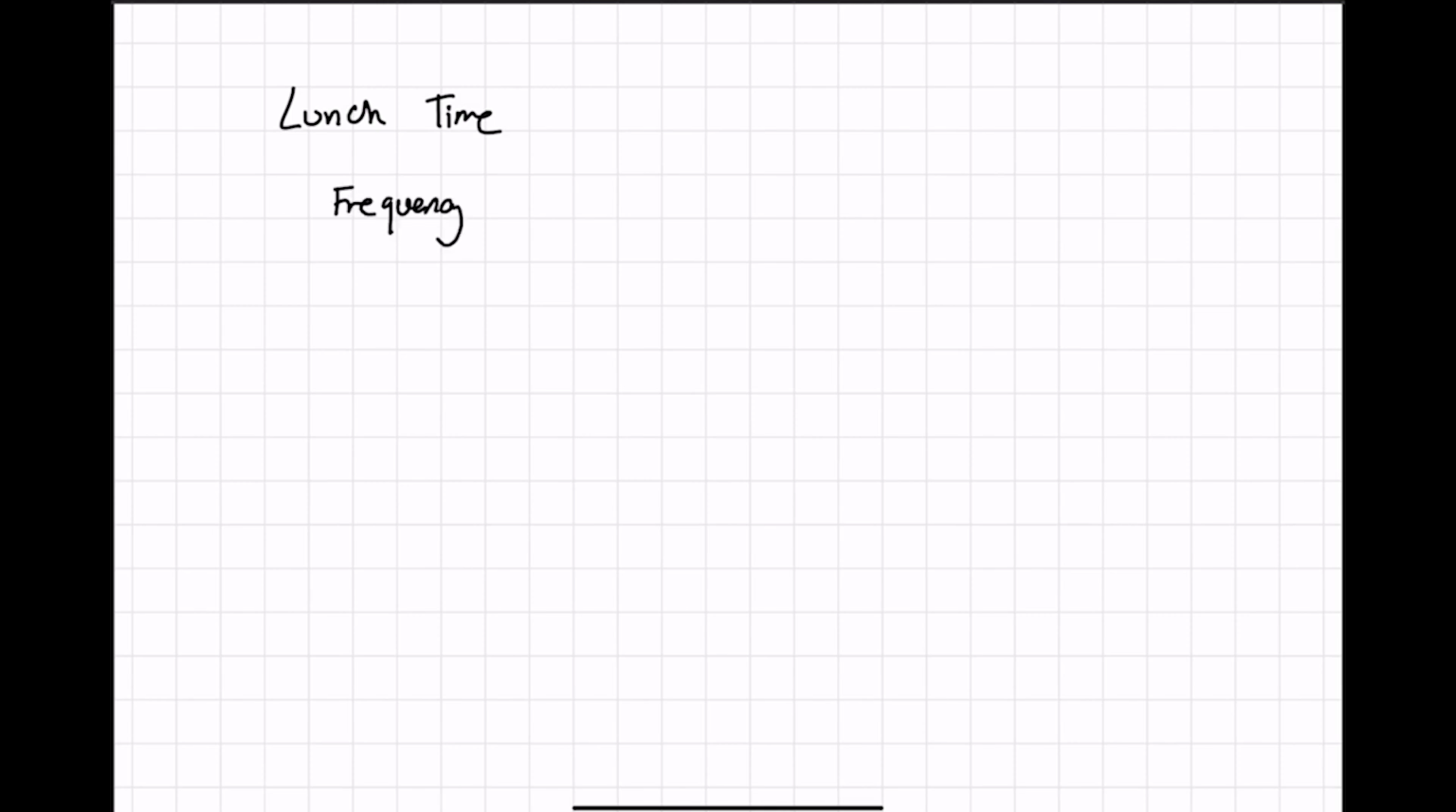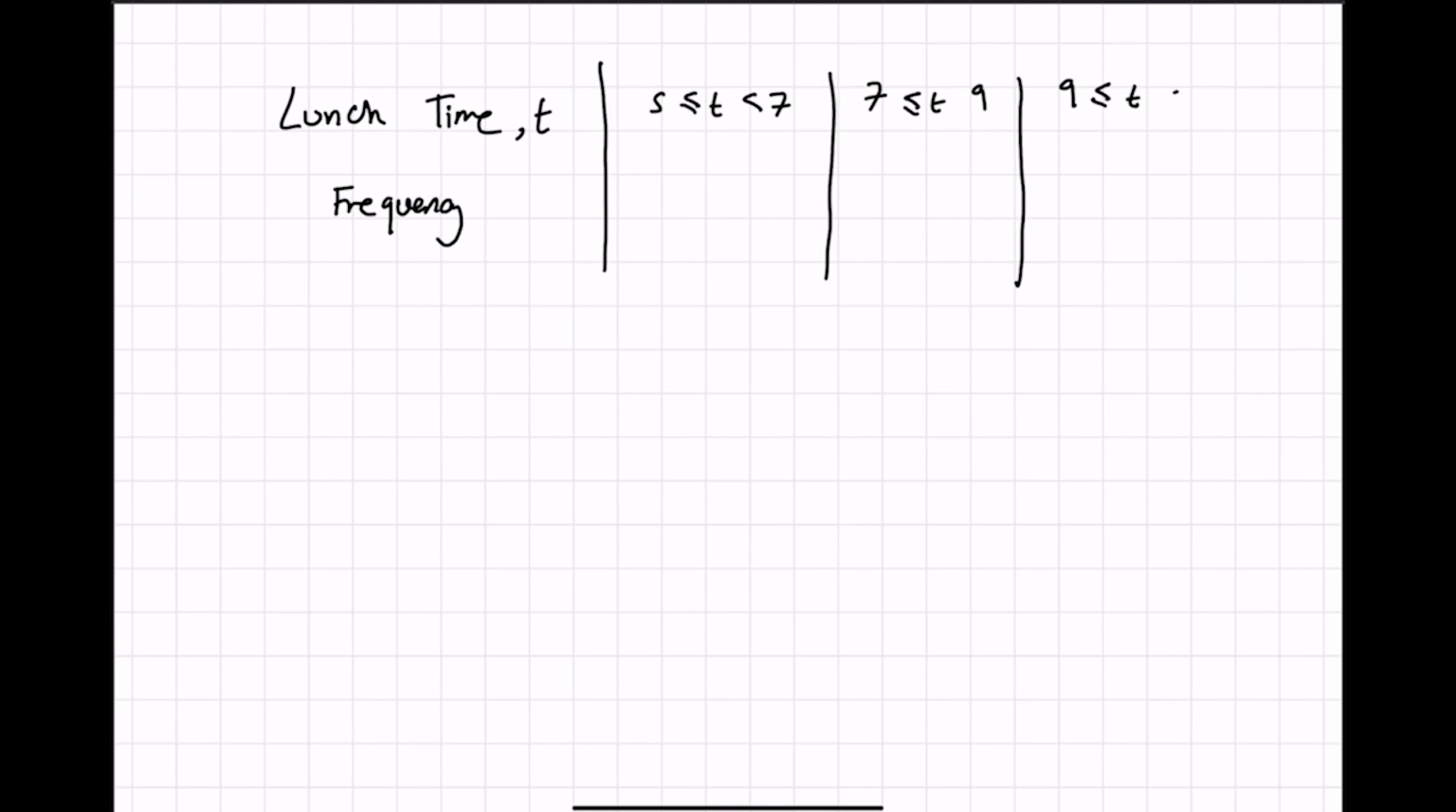Let's say our lunch times range between 5 to 7. Actually, let's do this in a way that you can expect in an exam. So we might say lunchtime is equal to t. Let's say your lunch times could be between 5 to 7, then between 7 and 9, and then between 9 and 11. And then the frequency of each of those was 7, 10, and 11, something like that.